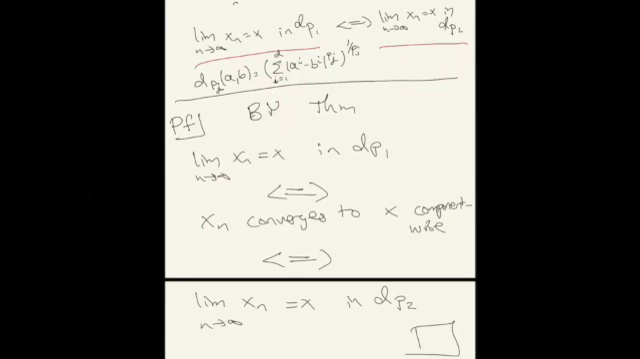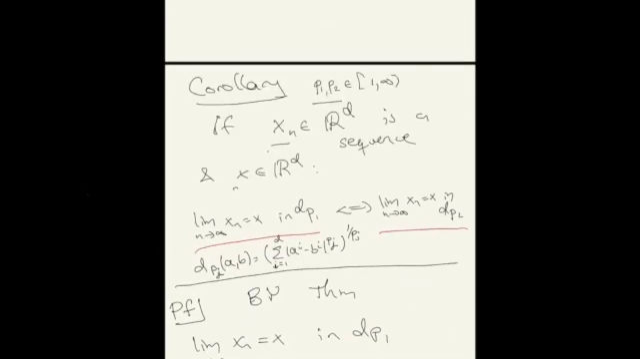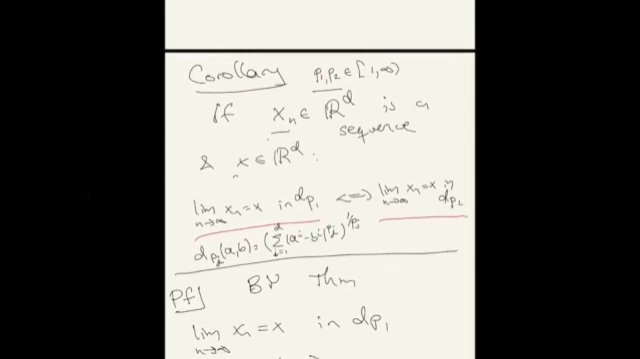So that ends the lecture for today, but I'll stick around for a few more minutes to answer questions you may have on the topics. Feel free to post questions in the chat. Also, you can unmute yourself to ask questions. So, corollary, if you have a sequence of points, then it converges in d_p1 if and only if it converges in d_p2. Other questions?